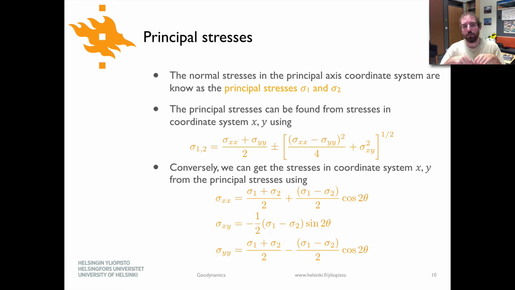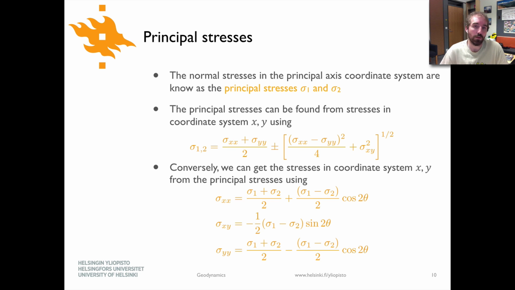So the last thing we're going to talk about here in this particular video lecture are principal stresses. The normal stresses in the principal axis coordinate system, that's the coordinate system where you've rotated by this optimal angle theta to eliminate the shear stress, are known as the principal stresses sigma 1 and sigma 2. And the principal stresses are useful for a number of things.